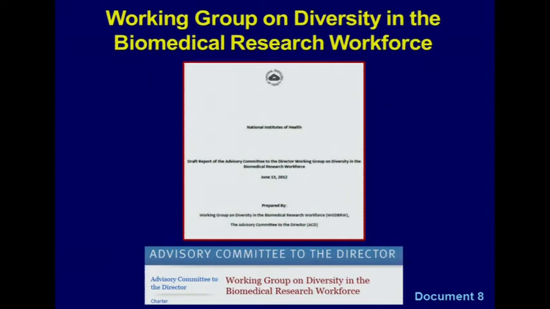In the end, the working group gave NIH 13 recommendations to enhance the diversity of the biomedical workforce. 3 of those recommendations, just as examples, were to 1, enhance data collection and evaluation of training program outcomes, 2, to strengthen mentoring and career preparation and retention programs, and 3, to conduct pilot interventions with outcomes monitoring. And again, the full report of this is available as document 8.